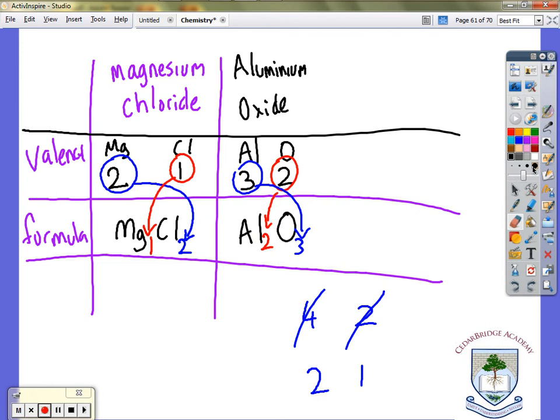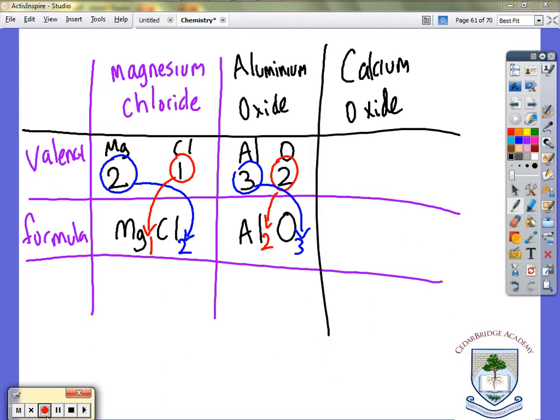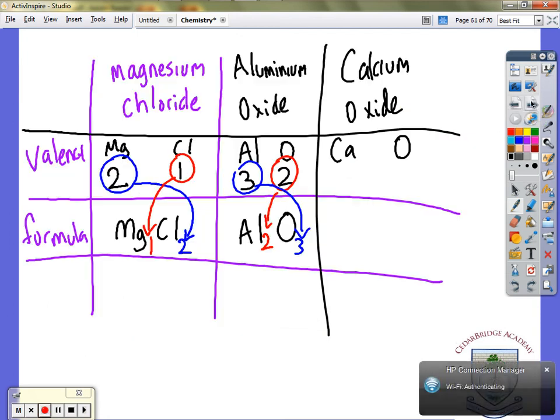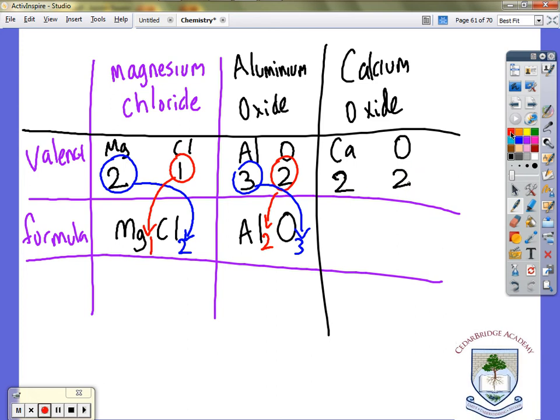You know what? Let's just do an example. So, calcium oxide, Ca and O. When you check your valencies, Ca is in group 2. O is in group 6, so the valencies are 2 and 2. Alrighty? So Ca and O, you get the valency numbers of 2 and 2. And then you write them out again. CaO, and you do your swaps.